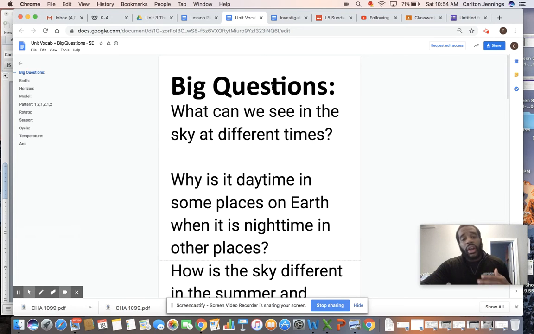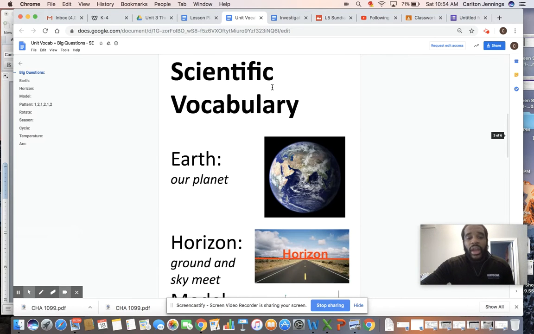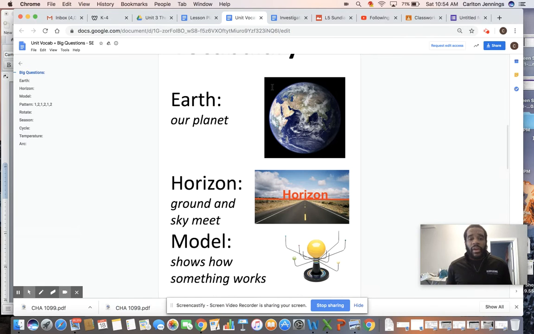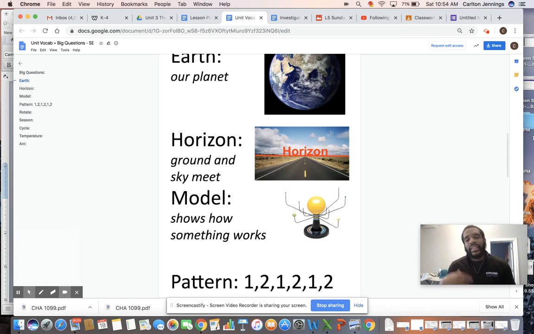We're going to look at our vocabulary words. So we're going to preview some of our vocabulary words. Please say them with me. Earth. Earth is our planet. Horizon. Horizon is where the ground and sky meet. So it looks like either the sun is going into the ground or coming out of the ground. And the sunset is when it's going in, sunrise when it's coming out.